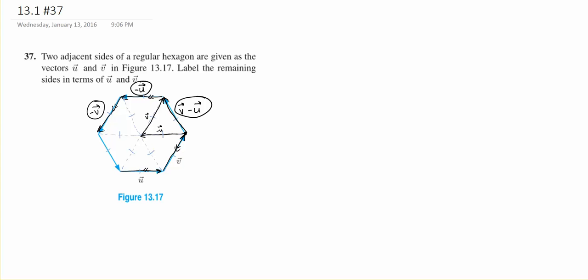So we can try the same thing down here. We have to start up here and end down here. So let's say we go along this diagonal, which is the same vector as u, and then down this diagonal, which is the same vector as negative v. And once again, you're starting in the right place, you're ending in the right place. So we can call this u minus v. And there are your answers.